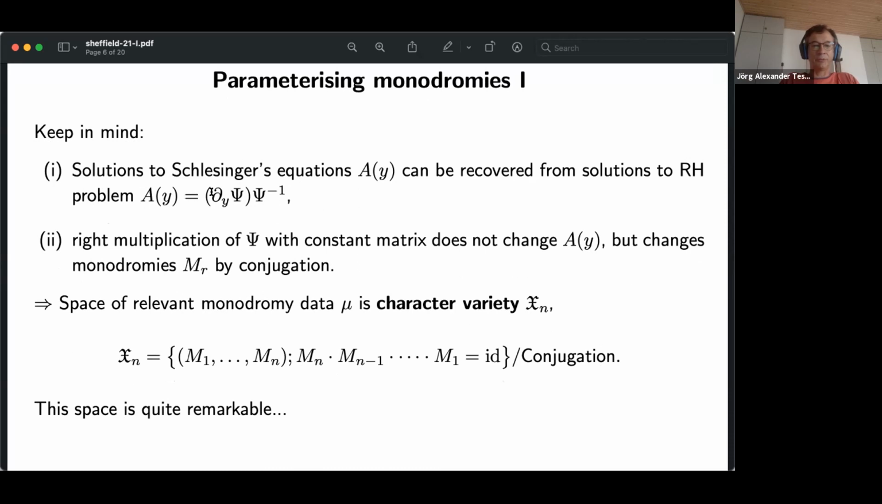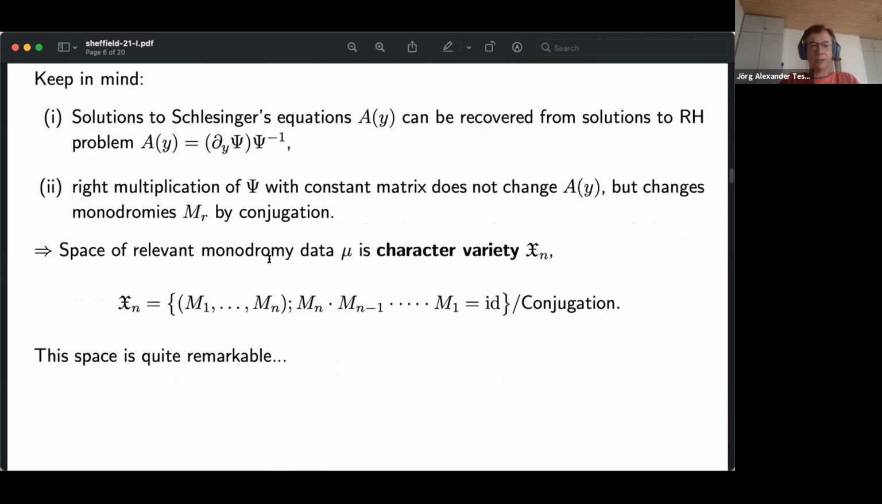problem by taking this combination of derivative with a psi inverse. And what you see from that, this is why I'm writing it down again, is that if you multiply psi from the right with a constant matrix, well, the derivative won't see it, so it won't change A of y. So therefore, on the other hand, it will change the monodromies by overall conjugation. So therefore, in this context, it is natural not to consider the collection of monodromy matrices, of which we have n in general, as the data of interest, but rather to consider them up to conjugation.